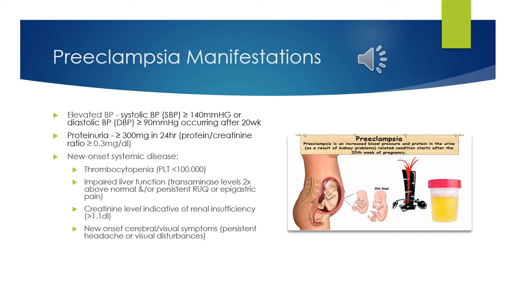As far as protein is concerned, you would ideally want a clean catch specimen of urine to avoid contamination. Again, proteinuria is defined as protein greater than 300 milligrams in a 24-hour collection. Also, new onset of systemic diseases including thrombocytopenia, which is a platelet count less than 100,000, impaired liver functions, elevated creatinine levels, and new onset of cerebral or visual symptoms.